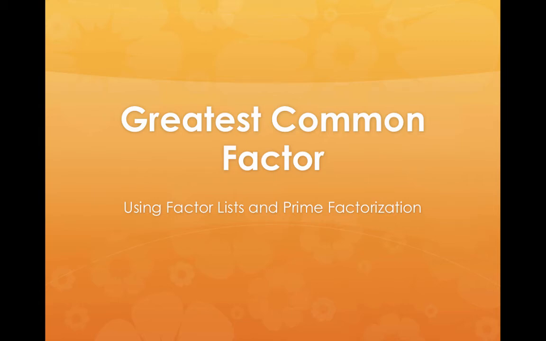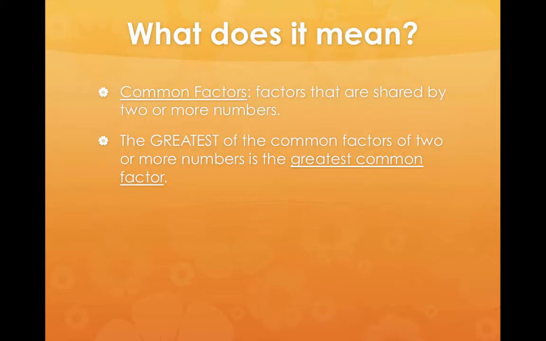Today we're going to be finding the greatest common factor using two possible strategies, using factor lists and prime factorization. First, we need to talk about what common factors are before we get into greatest common factor. Common factors are factors that are shared by two or more numbers. And the greatest common factor is the greatest of the common factors of two or more numbers.